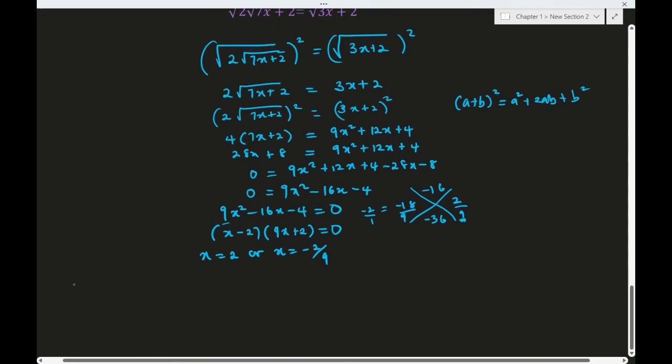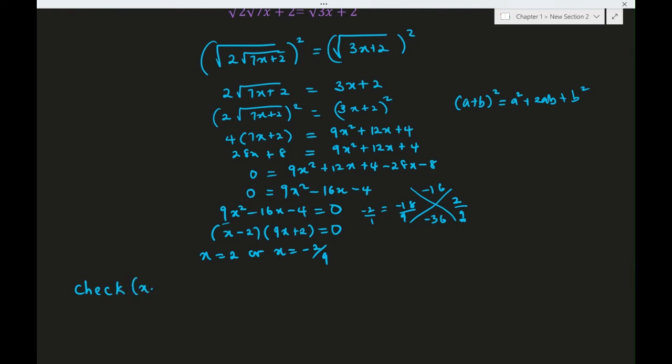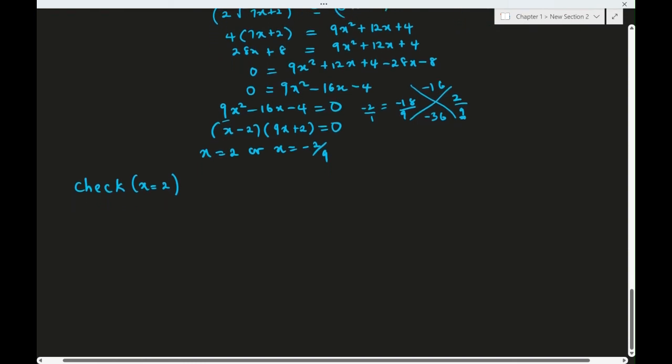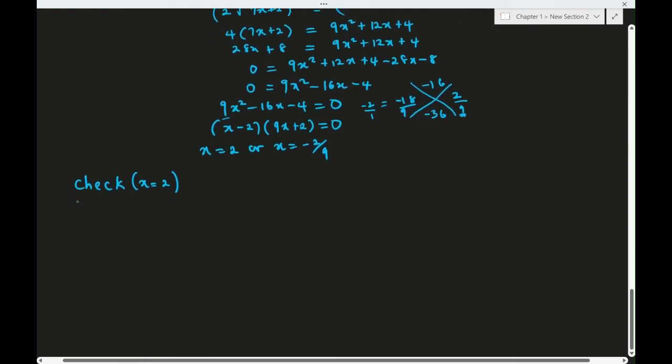So let's do the checking here. The checking simply means you want to be sure which of these will be a solution and which one will not be. So let's start with x equals to 2. Sometimes you can have one because we talked about extraneous solutions, right? An extraneous solution will not satisfy the original problem. But let's see here if we have an extraneous solution or not. So let's check.